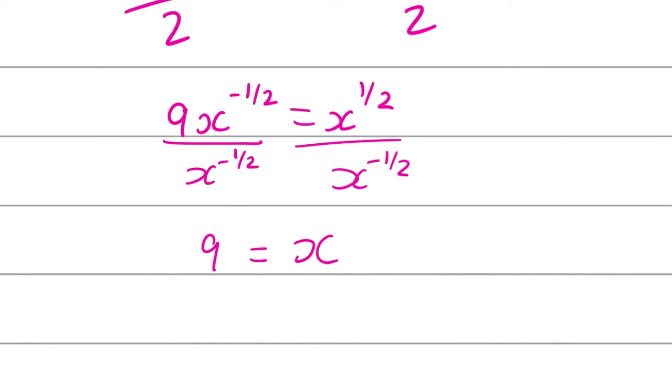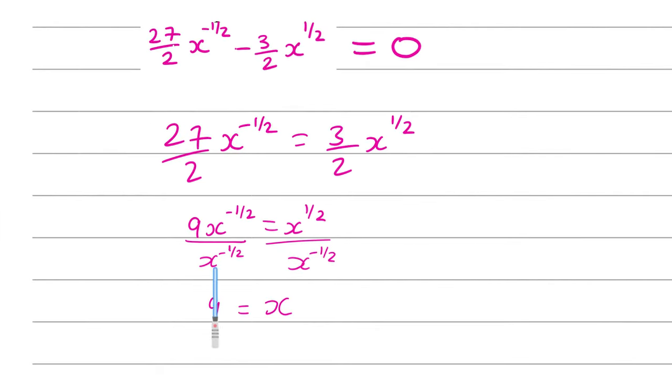Everyone happy with what I've done? Yeah? Okay, where did you get stuck? I didn't get extra x's. I just divided both sides by x to the minus half. Imagine it this way. If you had 9x cubed equals x squared. Yeah? Technically, we could divide both sides by x squared, couldn't we? So this is where the extra x's come from.